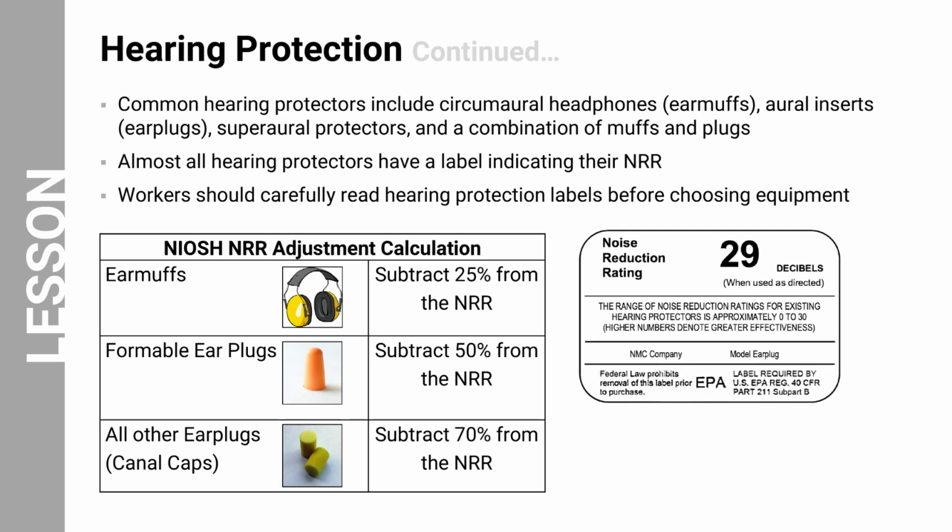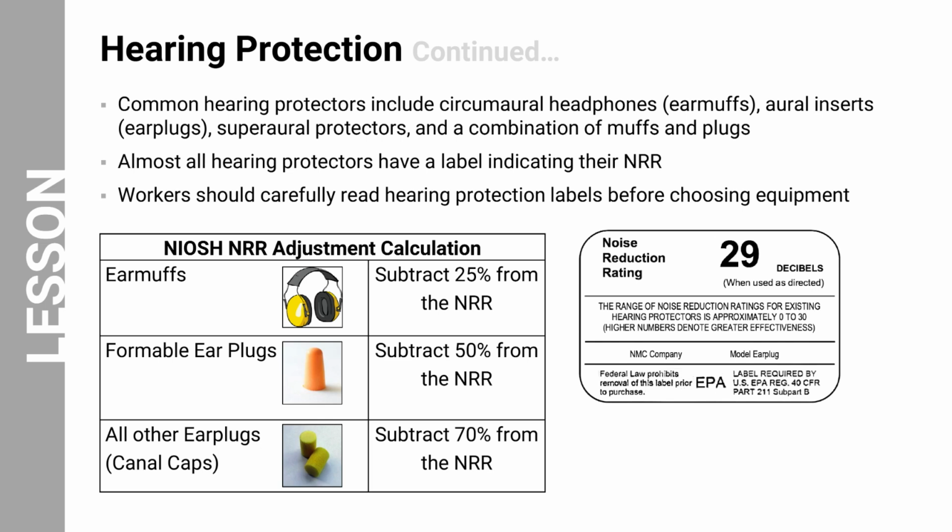Some commonly used hearing protectors include circumoral headphones, also called earmuffs, oral inserts, also known as earplugs, supraoral protectors that seal the external opening of the ear with rubber-like material held in place by a headband, and a combination of muffs and plugs. Earplugs must be inserted properly for maximum protection and replaced when they are no longer pliable or if dirt or wax has accumulated on the earplugs.